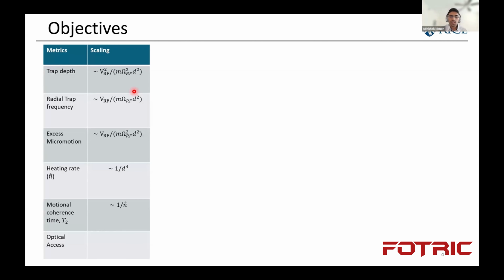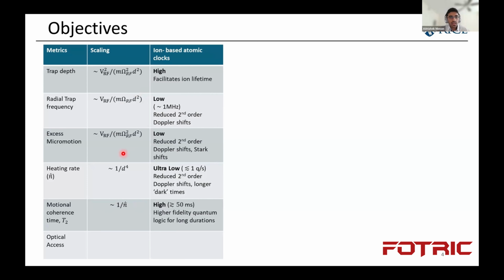The heating rate is associated with electric noise coming from either the environment or the surface of the electrodes, which causes the ion to heat up in the harmonic oscillator. That affects your effective relaxation time and your motional coherence time, as you can see here. The other thing we wanted was very high optical access so that we can have individual addressing capabilities and very high photon collection efficiency, so that we can have very good resolution on our ion imaging.